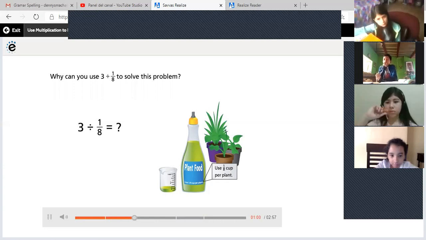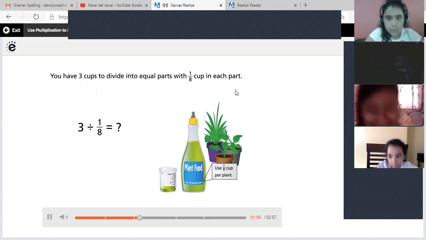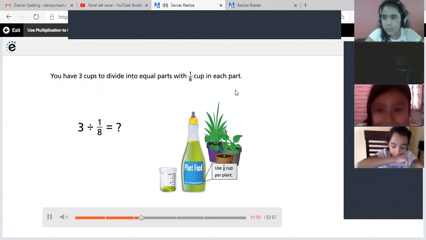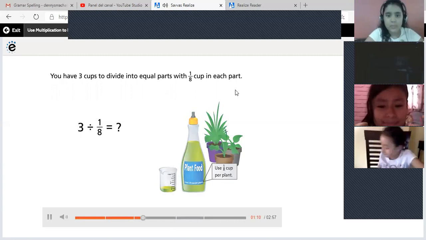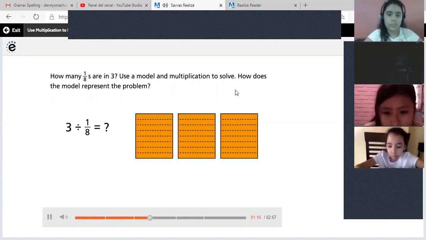Good job. You have 3 cups to divide into equal parts with 1/8 cup in each part. How many 1/8s are in 3? Use a model and multiplication to solve. How does the model represent the problem?